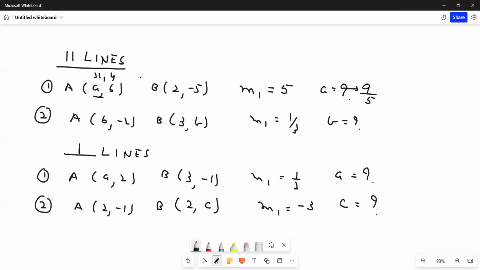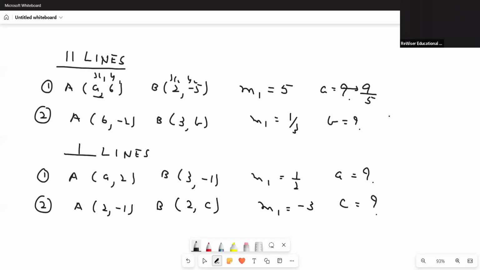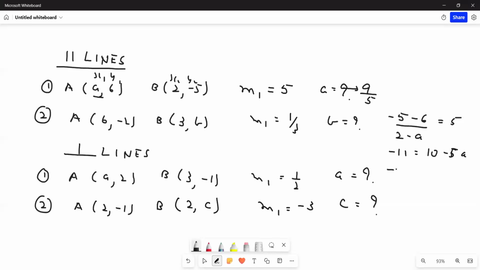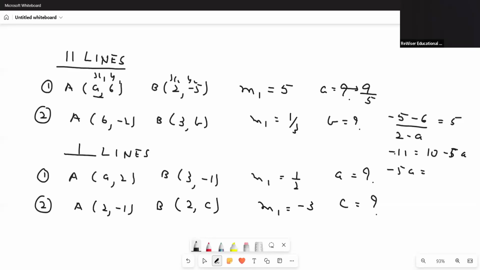Again, (x1, y1) and (x2, y2). So you'll have to calculate the gradients. So -5 - 6, and that's over 2 - a, and that equals 5. So I got -11 = 10 - 5a. Any doubts? No, sir. So we got -5a = -21.